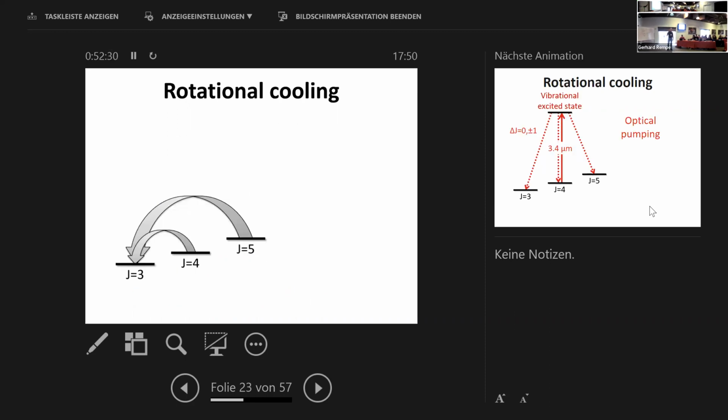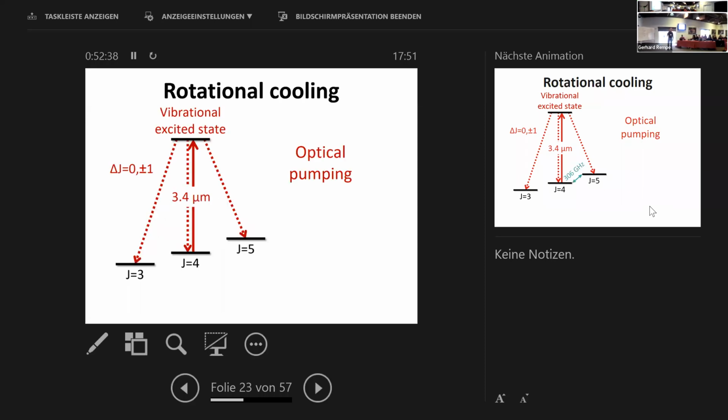So this is J equals 3, J equals 4, J equals 5, and so on. We would like to bring the molecules from J equals 4 into 3, from J equals 5 to J equals 3. So how do we do this? Well, there's this excited vibrational state. We have our laser here, and the laser can, for example, deplete the J equals 4 state.